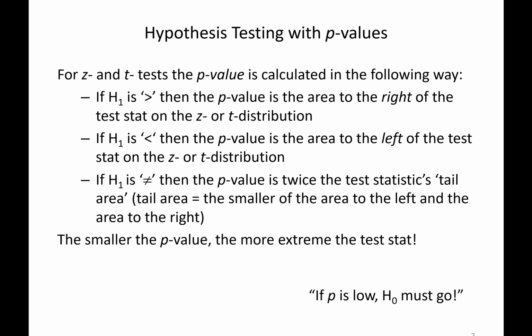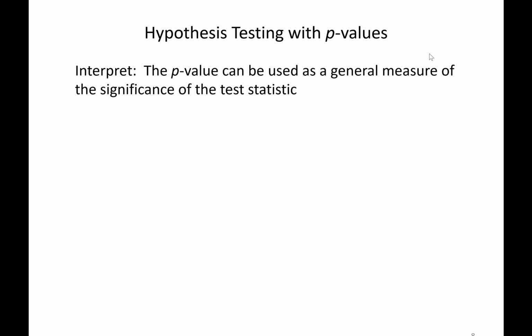But it doesn't matter which type of alternative hypothesis we have, whether it's a right-tail, left-tail, or two-tailed test, the little phrase, if p is low, h0 must go, is still going to be appropriate and what you want to use. We can interpret the p-value as being the observed significance level of the test. That's one way to think of it.